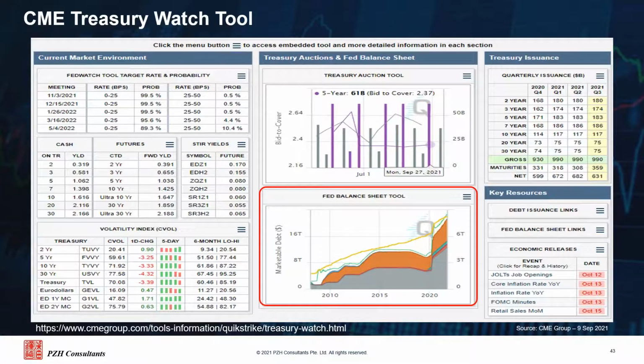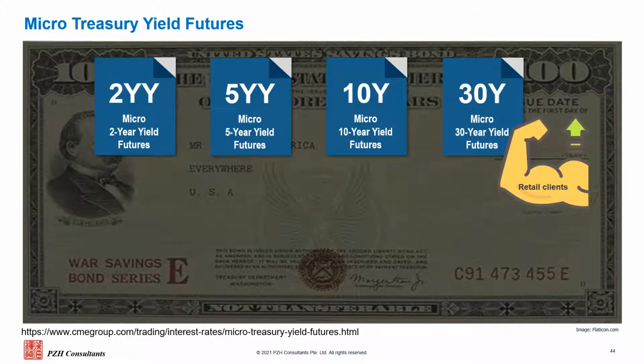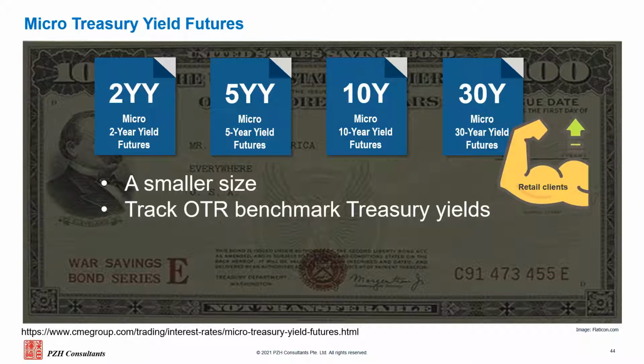So to summarize, Micro Treasury Yield Futures cover 2 years, 5 years, 10 years, and 30 years. These are their codes. They all trade on a much smaller size compared to traditional Treasury futures. Each basis point per contract is 10 US dollars. They all track the underlying on-the-run benchmark Treasury yield.